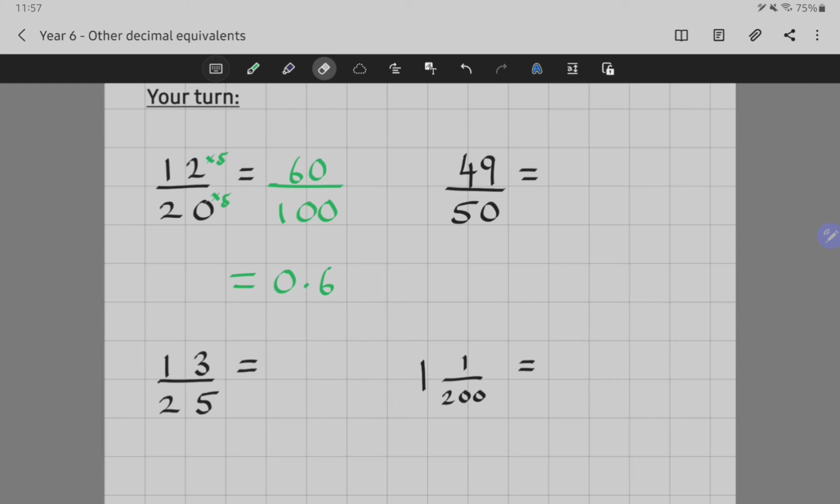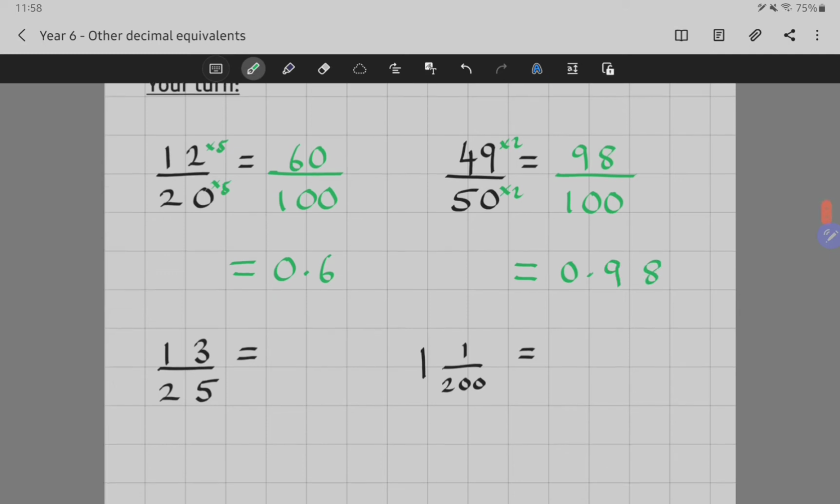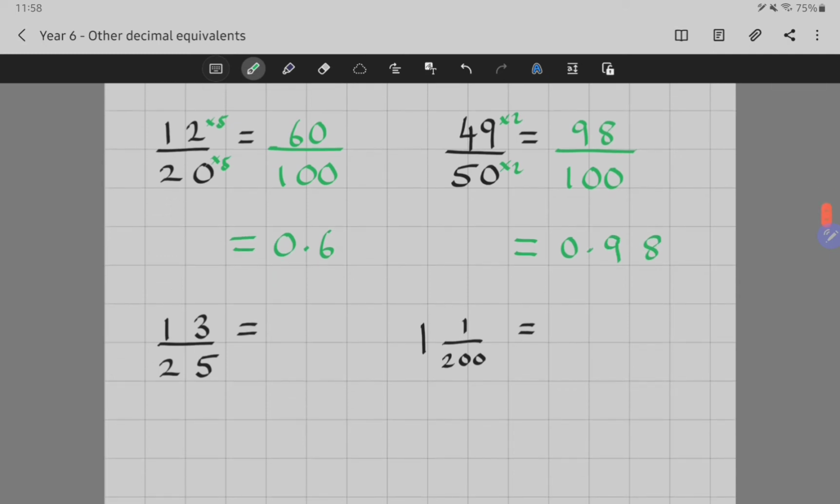49 50ths. Hopefully you doubled this one, times it by 2. Do the same to the denominator and the numerator. So 50 becomes 100. 49 times 2. Bit trickier maybe. You could have partitioned it and done 40 times 2 and 9 times 2 and added them together. Or you could think of 49 as being 50. 50 times 2 is 100, and take 2 off. So you'd have 98 100ths, would give you an answer of 0.98.